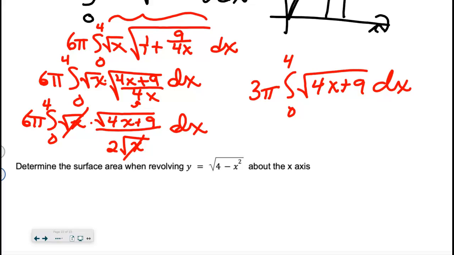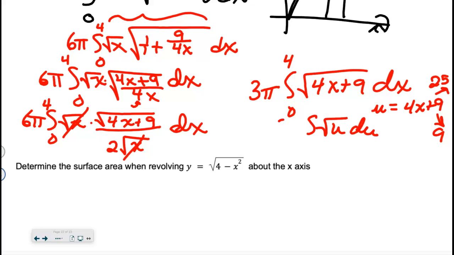Of what, Jacob? 1/4. If you don't need to write that down, don't. If you need to, write it down. I think most of us are at the point where you might want to write it down just to change your limits. It's 4x plus 9, right? My limits would now be from where to where? 9 to 25. I'm liking that. Square root goes pretty nice, right? So I now have a root u, a du, but it's a 1/4 du.